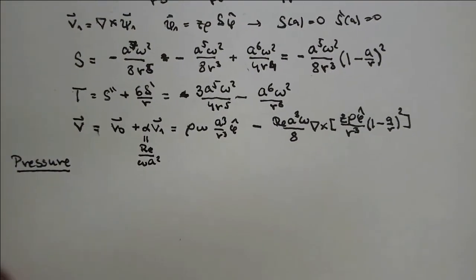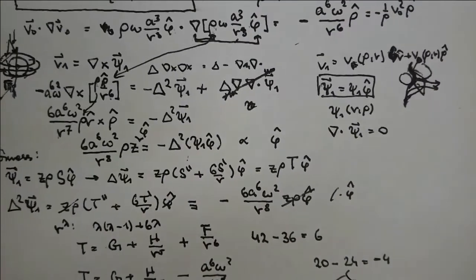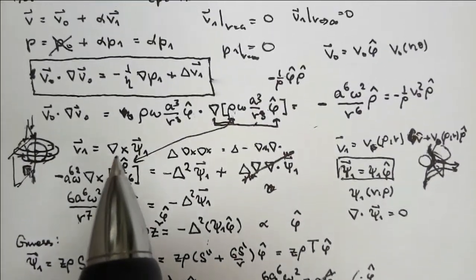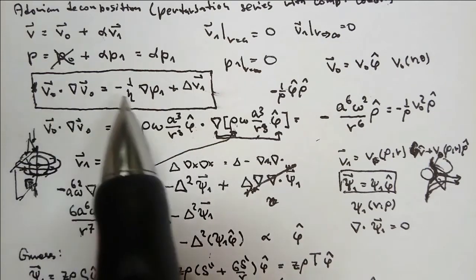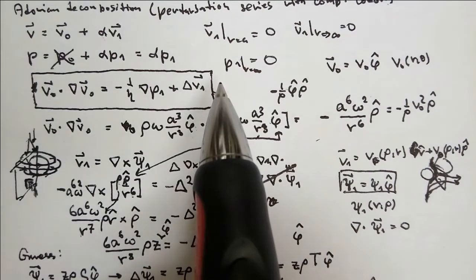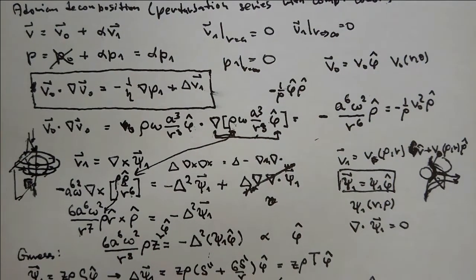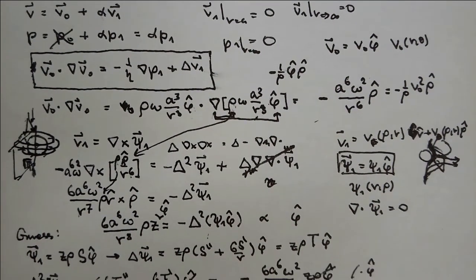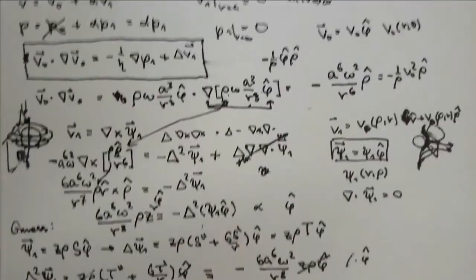Now for the pressure. We've already seen the equation governing our problem, or the decomposed problem. The first order of the problem is basically V0 dot product with the gradient of V. We will rewrite this equation, put this on the other side and take the minus.